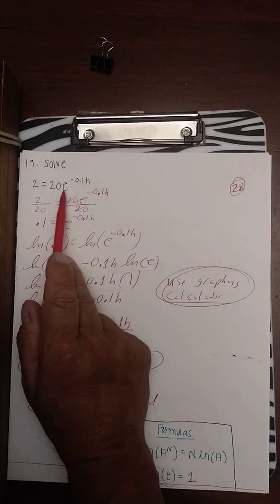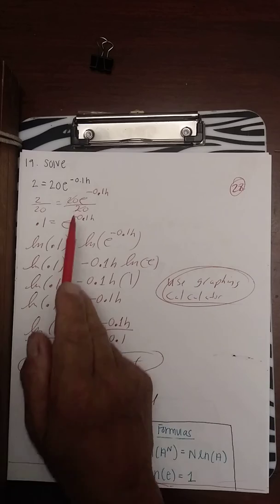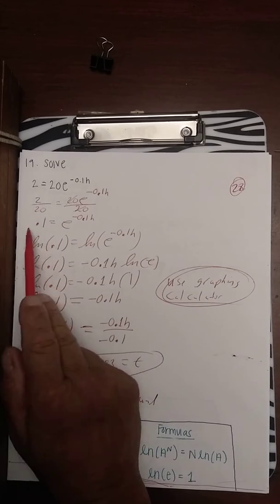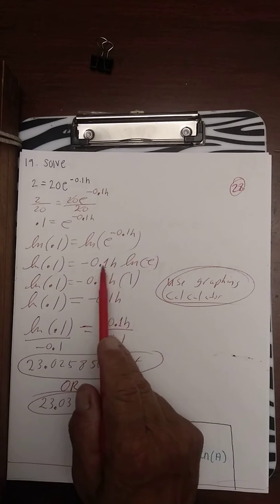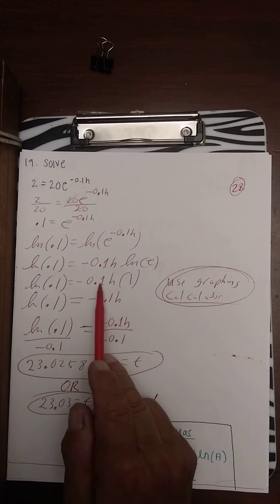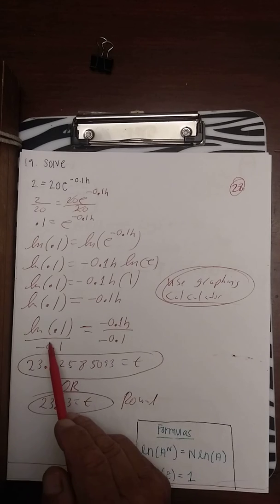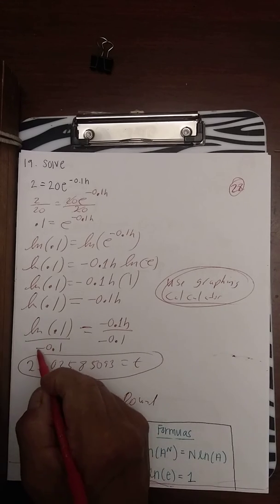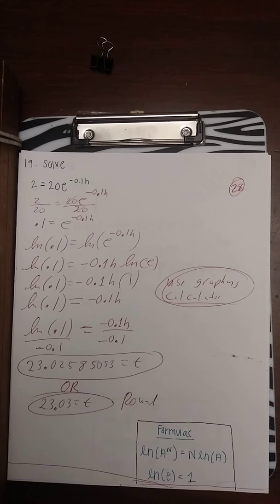Two equals 20 e to the negative 0.1h. Alright, first let's divide by 20 on both sides, and we have 0.1 from this. Take the ln of both sides, and now this power can go to the front. ln of e is 1, so 1 times this is negative 0.1h, and ln of 0.1 is still there. Now divide by negative 0.1. Do it on the calculator, you're going to get 23.0258, or 23.03 if you round it off.